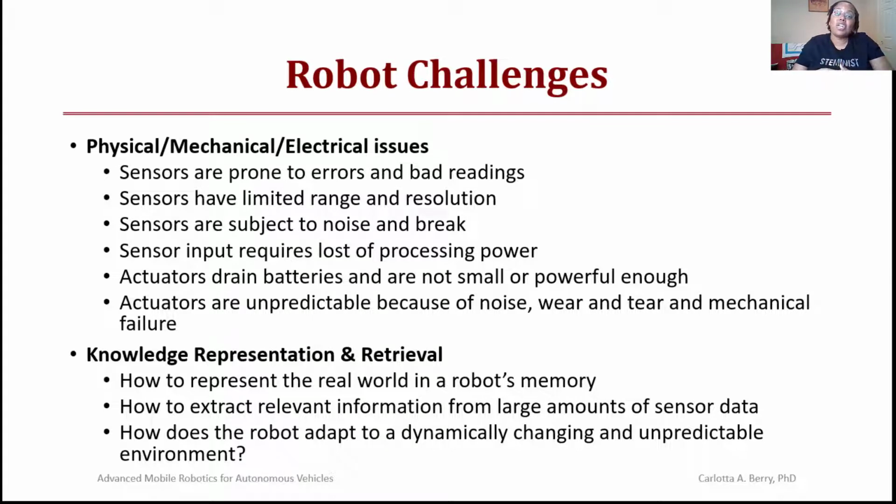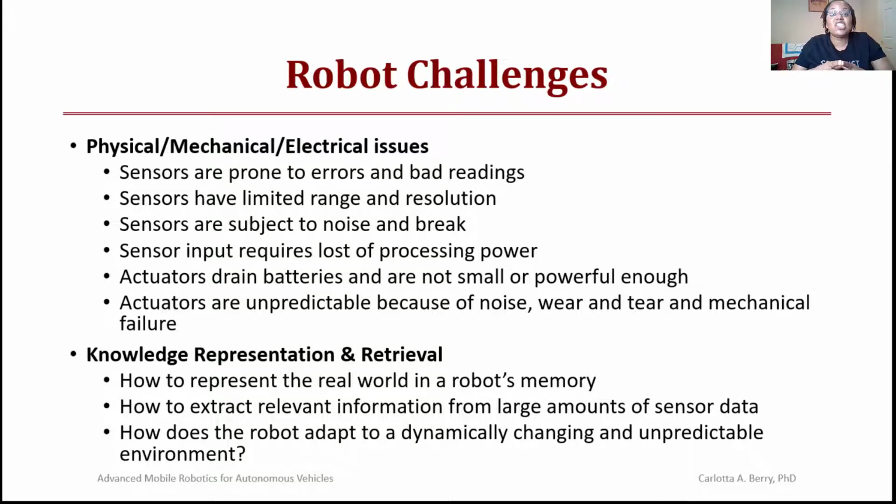In addition, you can also have some challenges with knowledge representation and retrieval, such as how to represent the real world in a robot's limited memory, how to extract relevant information from large amounts of sensor data, which is called perception, and how the robot adapts to a dynamically changing and unpredictable environment.